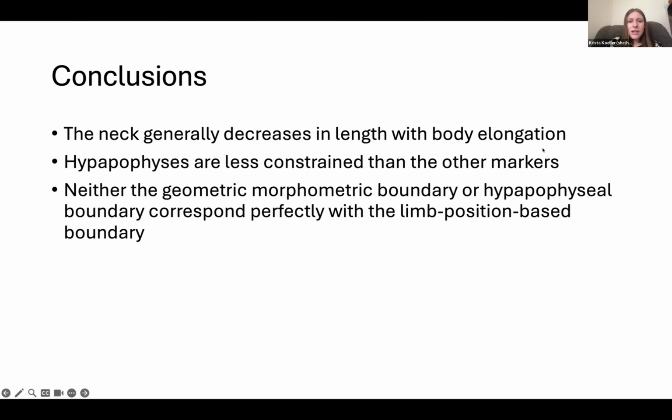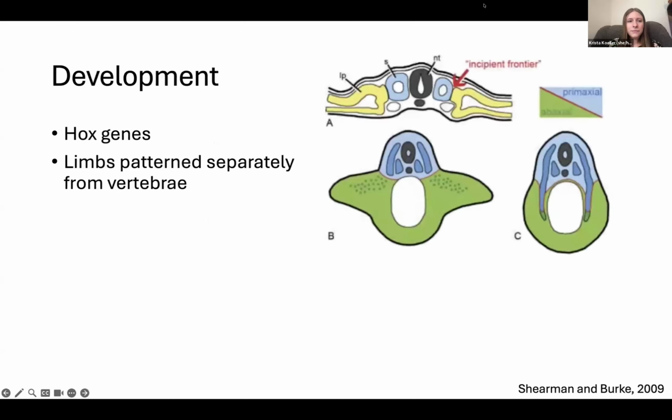In conclusion, the neck generally decreases in length with body elongation. Hypapophyses are less constrained than other neck-trunk boundary markers, so they may not be a good representation. And neither the geometric morphometric boundary nor the hypapophyseal boundary corresponds perfectly with the limb position-based boundary. And this actually makes sense when we consider development.